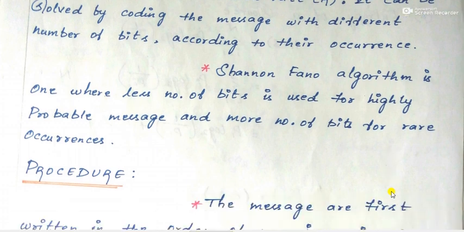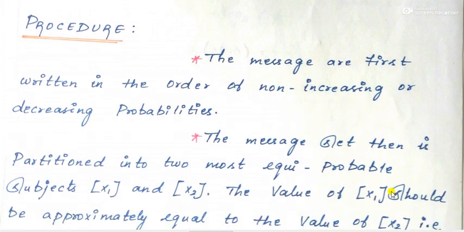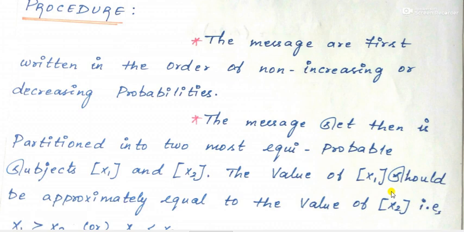So, the procedure: how to do the problem. This is the procedure to solve the problem. First, point number 1, the messages are first written in the order of decreasing probabilities. So first, the given problem should be written in decreasing order.